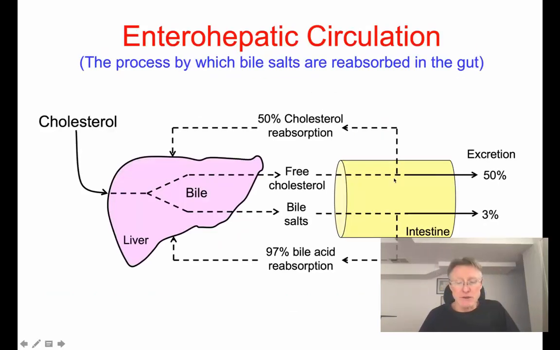Now, also on the topic of cholesterol, there is another thing that I want to discuss with you that is called enterohepatic circulation. So what is it? It's the process by which bile salts are reabsorbed in the gut. Remember, if you release bile salts in the duodenum, it will do whatever it's supposed to do. In this case, it works as an emulsifier. It breaks apart those large droplets of fat.